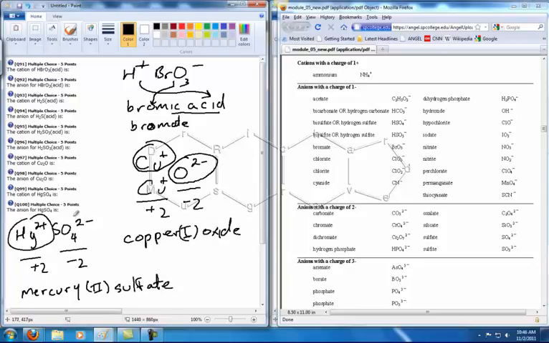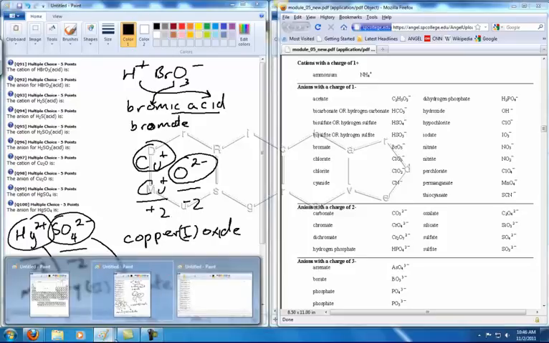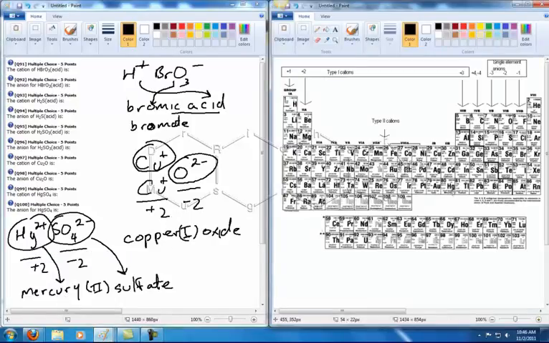Alright, the ions we're using, this one here and this one here, mercury(II) and sulfate. Again, mercury is one of these type 2 cations, and mercury is over here. Yeah, it's a type 2 cation, so we need to include the charge of the mercury in the name, and then we've got the sulfate here as well.